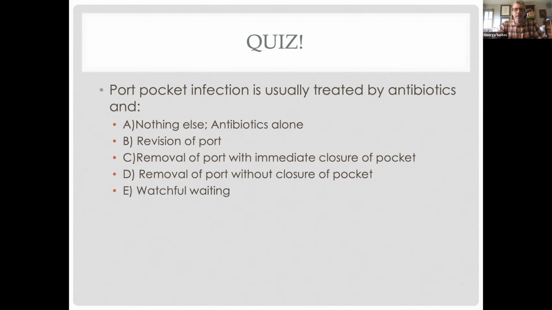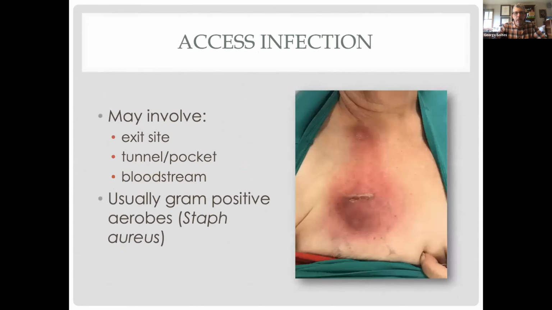Now we're going to talk about infections. So specifically, here's a question about port pocket infections. Usually you give them antibiotics, obviously. So is that it? Do you replace the port? Do you remove it and close the pocket? Do you remove it and not close the pocket? Or do you just sort of do nothing? Because I couldn't think of another one. And the answer is, hopefully you knew, in general, you remove the port and you leave the pocket open. So here's a good example of that.